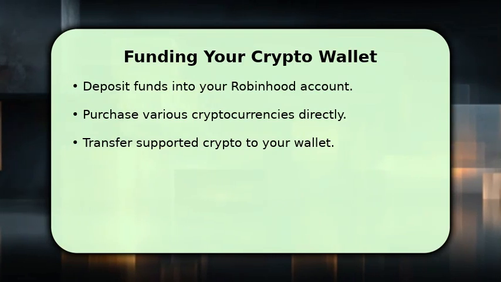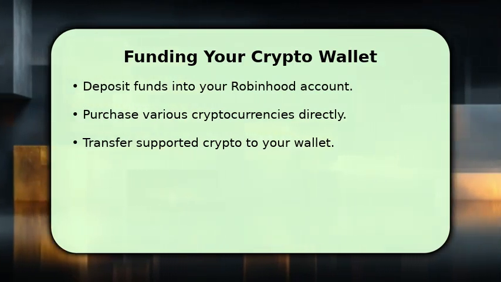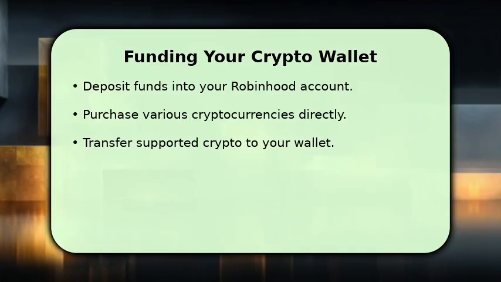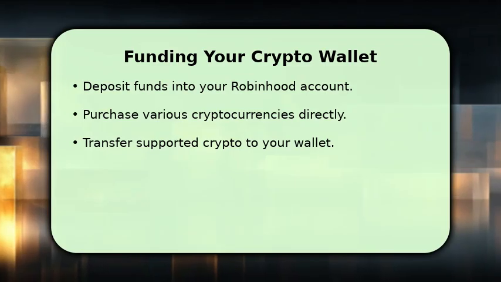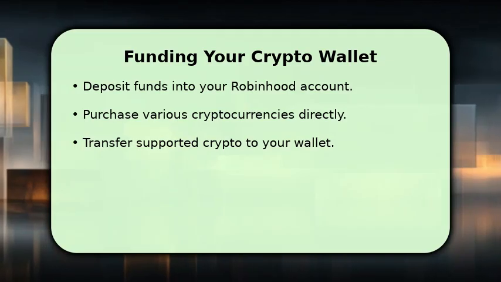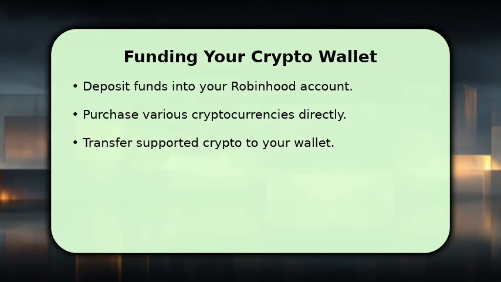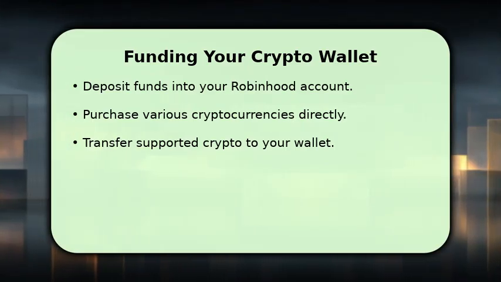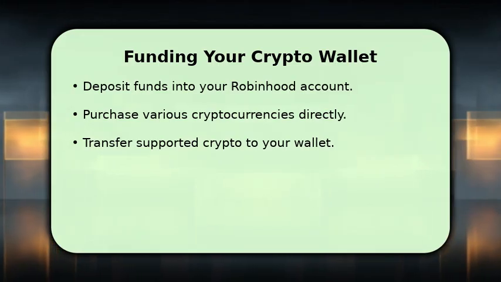Now, let's talk about funding your wallet. You can deposit funds into your Robinhood account using linked bank accounts, typically within 3 to 5 business days. Once funded, you can purchase various cryptocurrencies directly within the app. After purchasing, you can transfer supported cryptocurrencies to your dedicated Robinhood crypto wallet. Be aware of any minimum or maximum transfer limits that may apply to ensure smooth transactions.